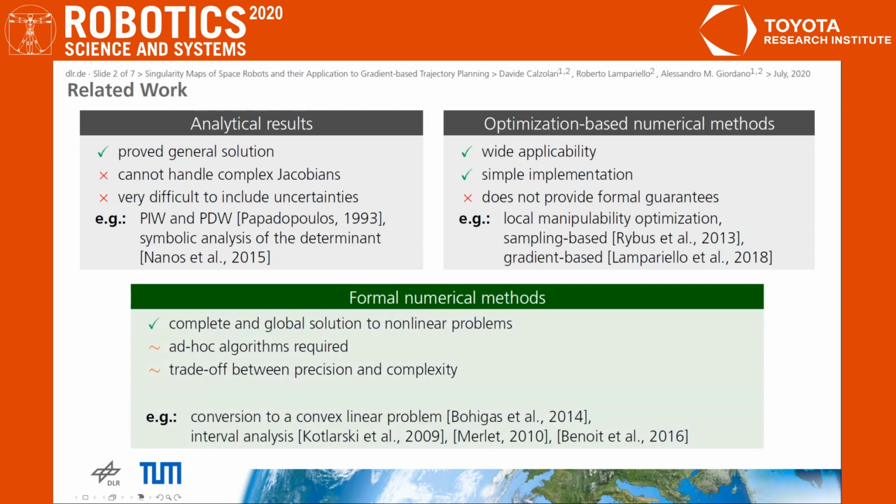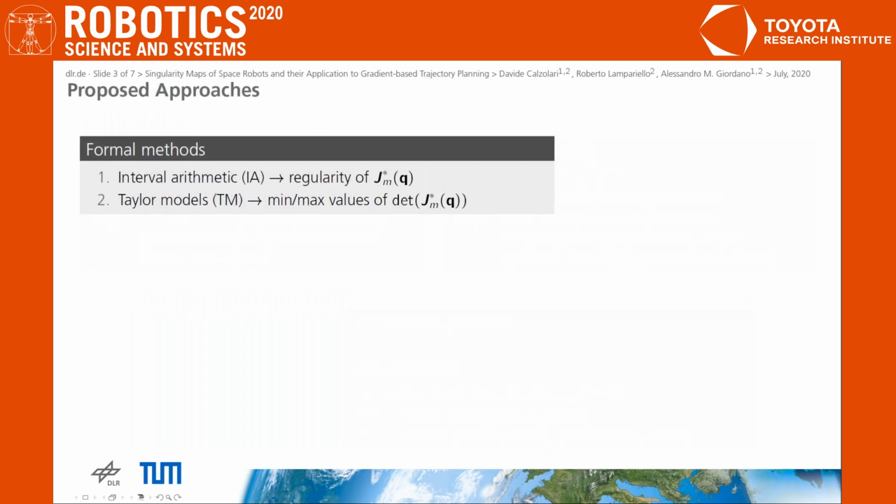Therefore, we turn to rigorous numerical analysis methods. These algorithms allow computers to prove mathematical statements and obtain solutions with guarantees of completeness. However, the relevant state-of-the-art methods cannot be directly used to analyze the singularities of free-floating space robots. In this work, we present two approaches to determine singularities of free-floating space robots. The first one is based on interval arithmetic, while the second one on Taylor models. Both these methods provide guarantees on computation.